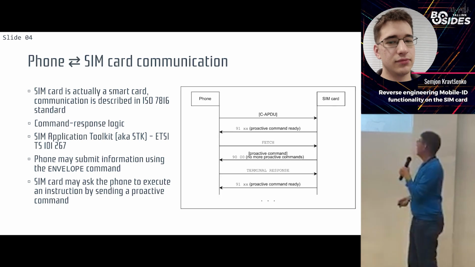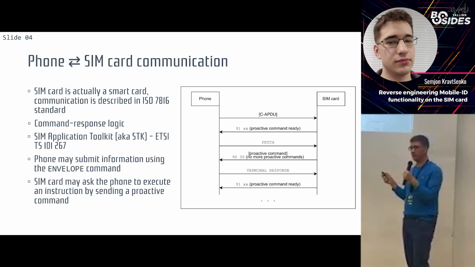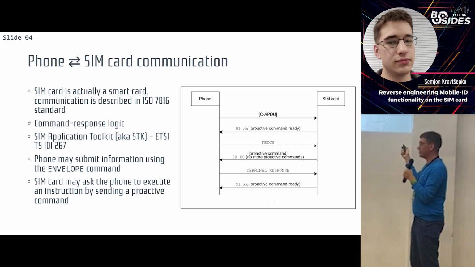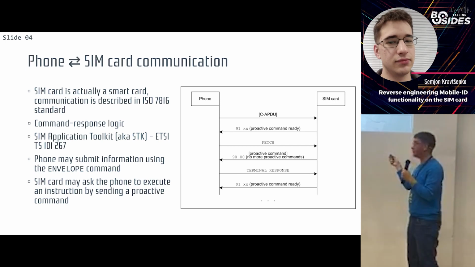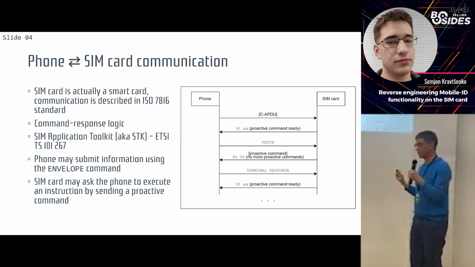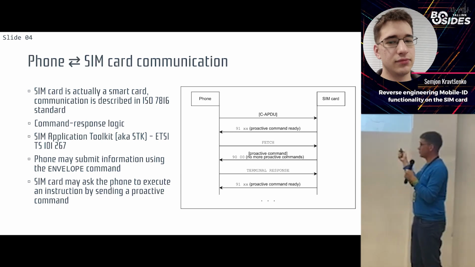So how does it work? It's slightly complicated, but nothing too bad. The phone sends some command to the SIM card. It's completely unrelated to what the SIM card tries to do here. And the SIM card actually responds with a code notifying that it has a proactive command ready, so an instruction for the phone. The phone then fetches this instruction from the SIM card, and the SIM card communicates this instruction back to the phone. Now the phone performs this instruction, completes it, and then the result should travel back to the SIM card. And then the SIM card may either say that there are no more instructions, or that it wants to perform some other instruction on the phone.